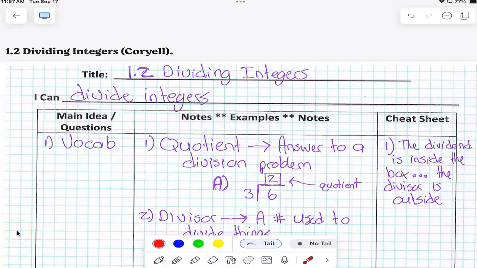Today we just finished our notes called 1.2 dividing integers. Can you divide integers? Yes. Again, there should be no clicking. You should just be paying attention to what we're doing here.